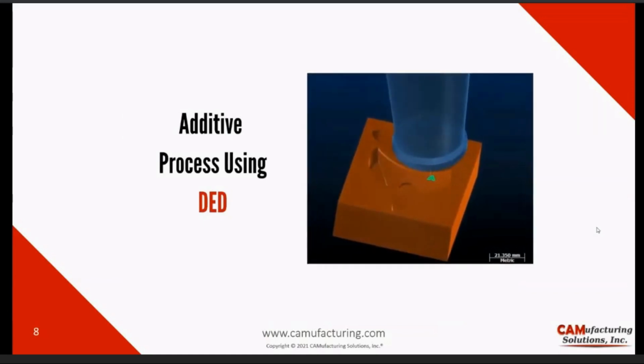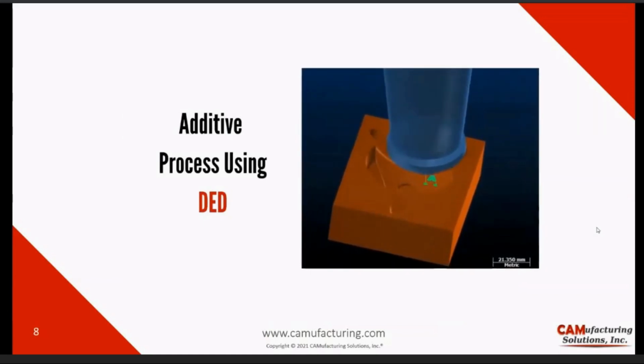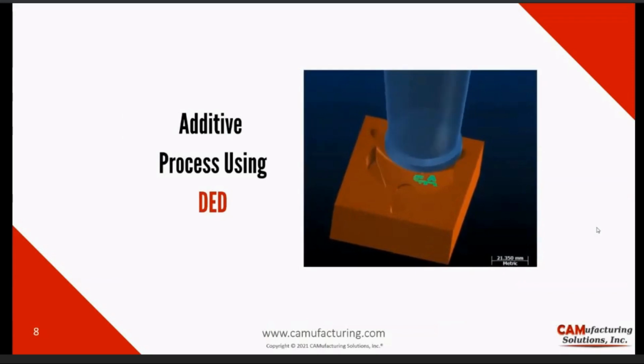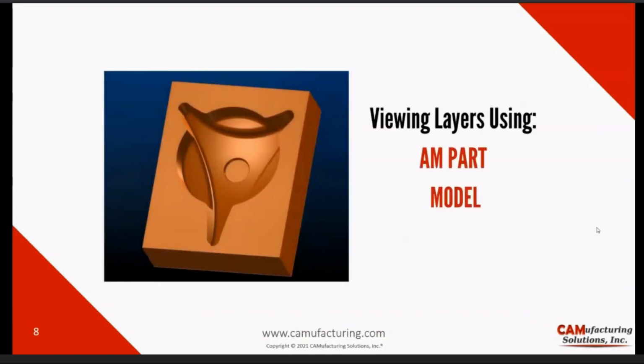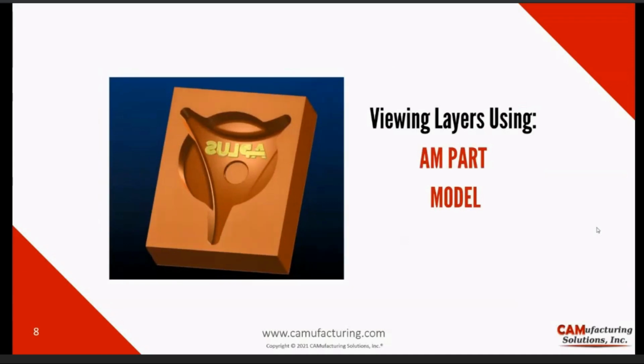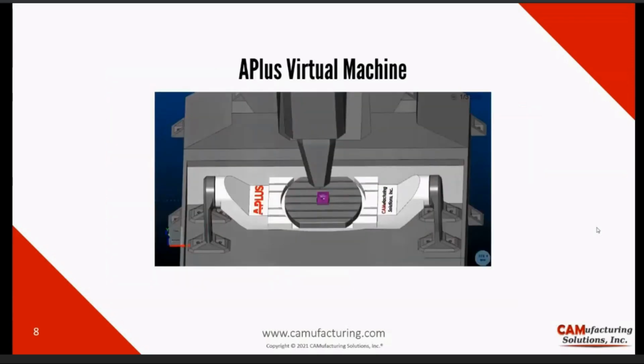So here, this is the first additive process using directed energy deposition on our software A+, and it just shows the different stages or the simulation of the additive process of how whichever logo is chosen is printed onto the surface of the mold. And then this is followed by AM part model. AM part model is used to show the different layers and to view whether the user is happy with the fill pattern of the surfaces. So you can get a clear view of each layer.